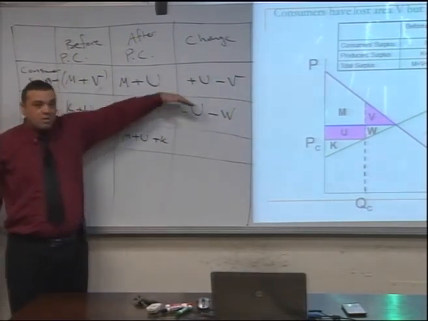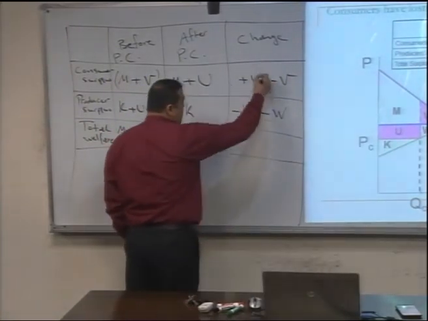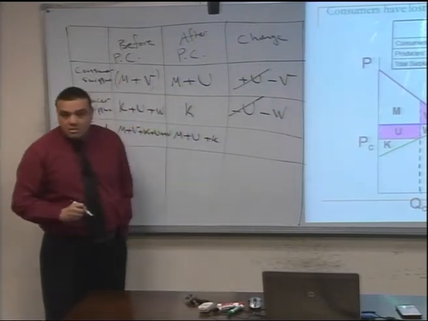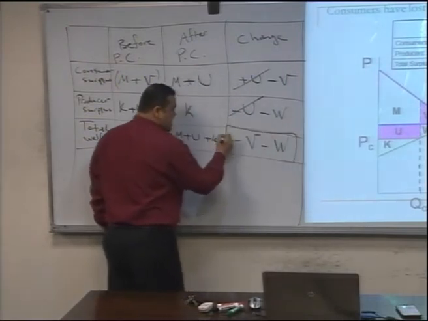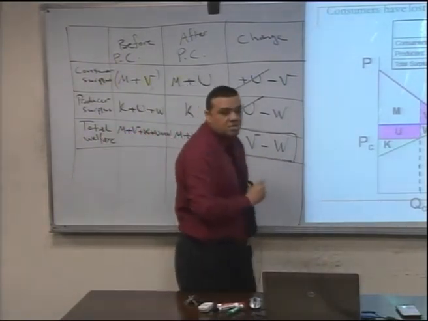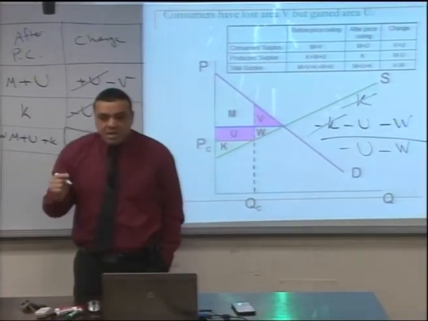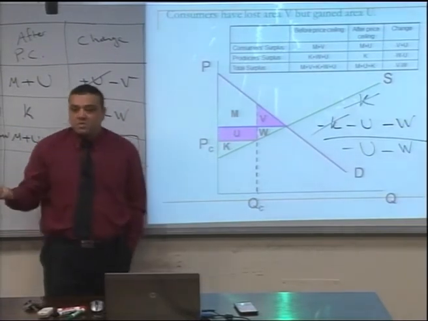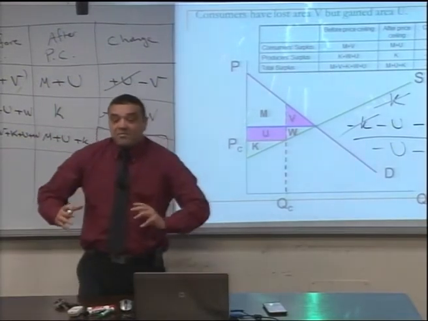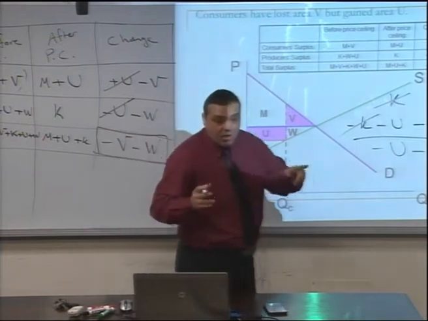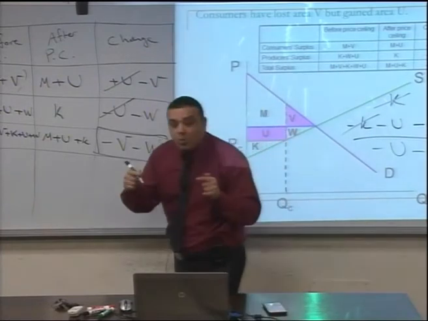What is the summation of the social welfare here? Positive U minus U minus V minus W. This is the net change in the social welfare due to the government intervention by imposing, or setting, a price ceiling. So there is a negative impact of this policy on the economy, which is the welfare loss or dead weight loss.